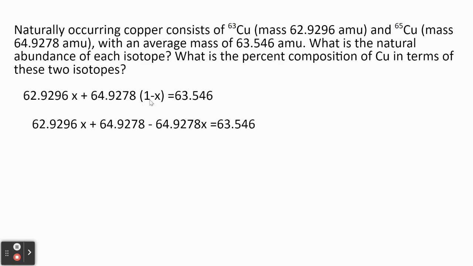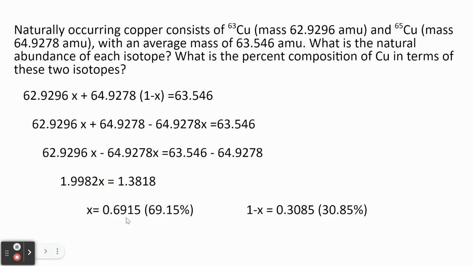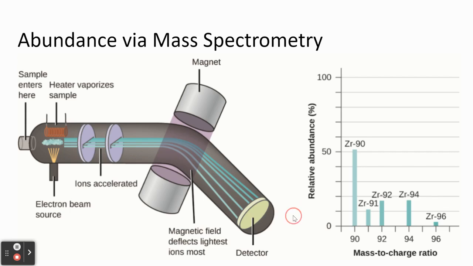We'll distribute into our parentheses. We're going to isolate our X variable. We're going to solve for X, and that's going to give us our natural abundance for each isotope. So copper 63 is 69.15%, whereas copper 65 is 30.85%. Now, where do they get this information from?